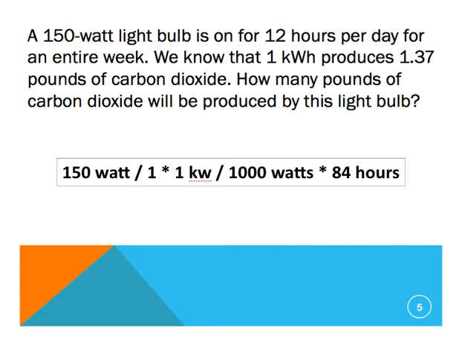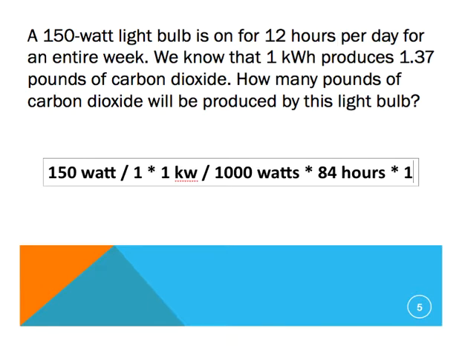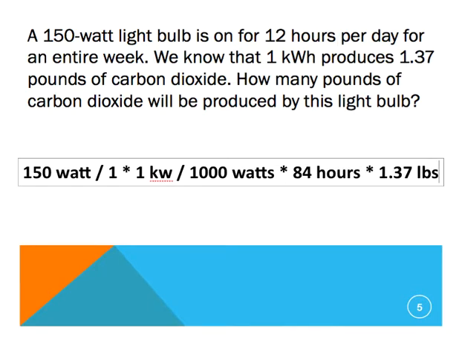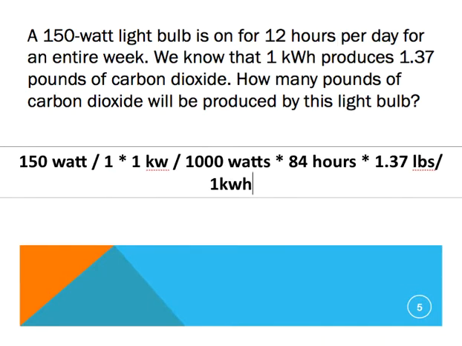So again, we got that just by taking 12 times 7. And again, I would just go ahead and do that kind of on the side to figure it out. So it's 84 hours. And then the last piece we're going to have is the 1.37 pounds for every 1 kilowatt hour. So this kind of moved onto a separate paper.